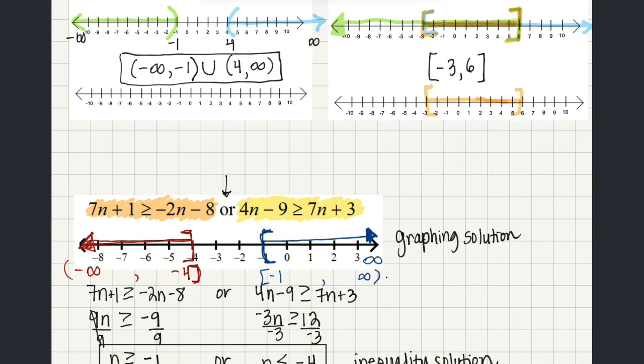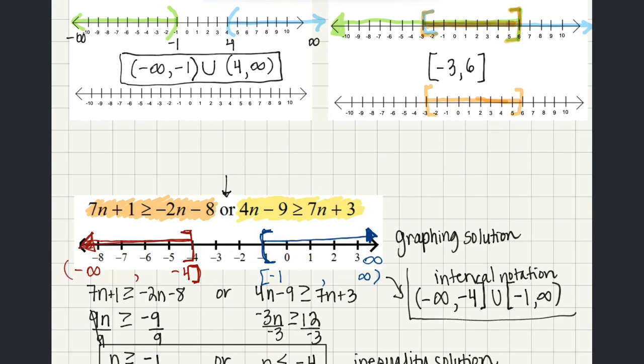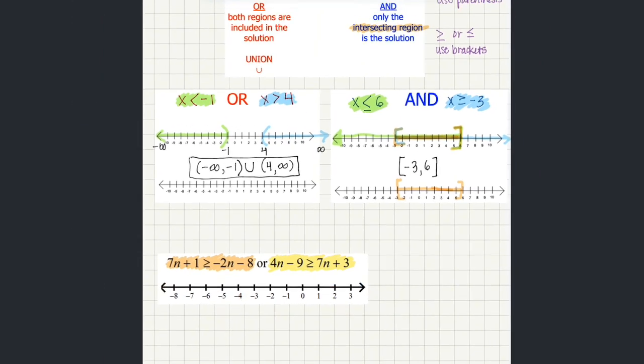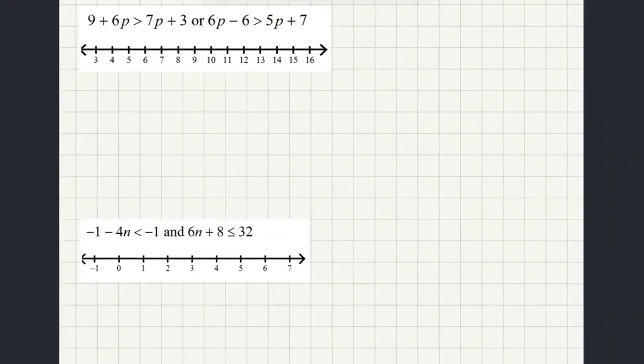So I'm going to write that as negative infinity, comma, negative 4 with a bracket, and then union with another bracket, negative 1 to infinity. And this is our interval notation. This is probably the most popular way of writing your answer. So let's try another one of those.